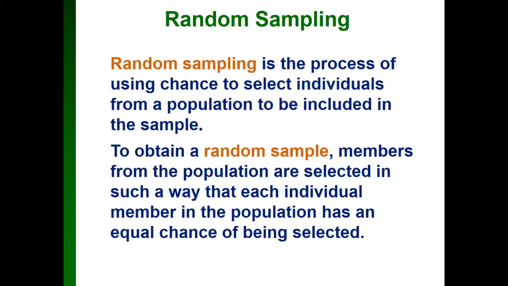Now let's talk about sampling methods. So first of all, random sampling. Random sampling is the process of using chance to select individuals from a population to be included in a sample. So to obtain a random sample, members from the population are selected in such a way that each individual member in the population has an equal chance of being selected.